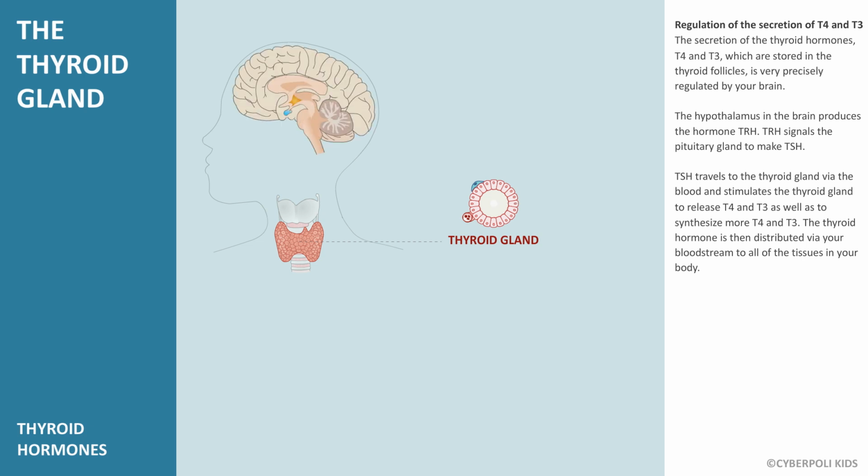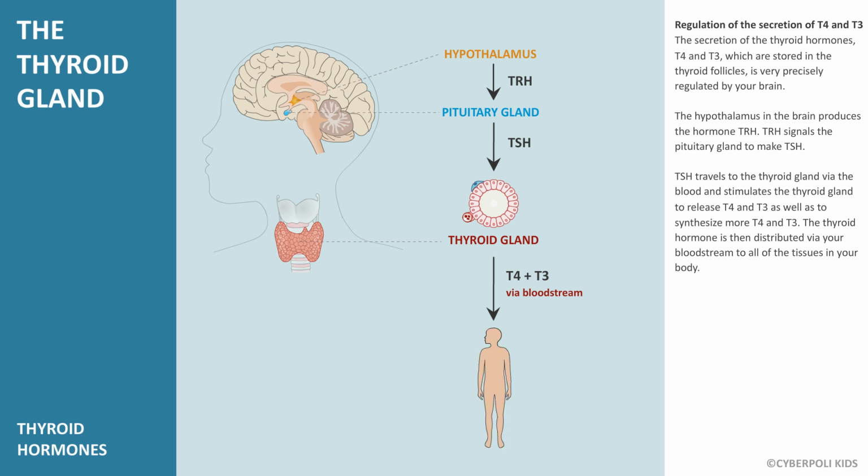by your brain. The hypothalamus in the brain produces the hormone TRH. TRH signals the pituitary gland to make TSH. TSH travels to the thyroid gland via the blood and stimulates the thyroid gland to release T4 and T3, as well as to synthesize more T4 and T3. The thyroid hormone is then distributed via your bloodstream to all of the tissues in your body.